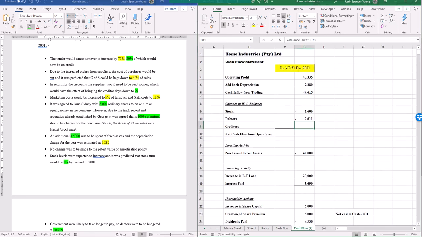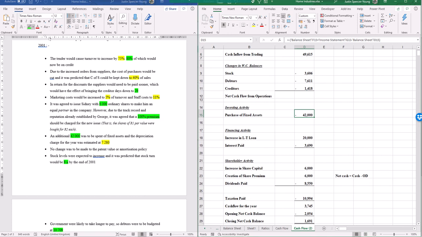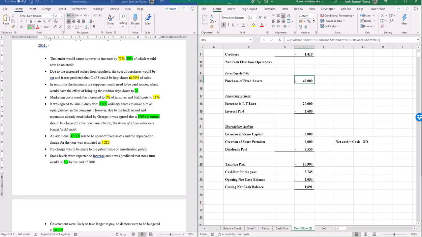Cash flow statement equals balance sheet. All right, all of those are negative. Great. Purchase of fixed assets, that's also a negative, 42,000. That was given. Inflow of the loan, outflow of the interest. Okay, remember these are financing. This is investment activities. Shareholder activities, there's the 12,000 from the shareholders. There's the outflow in the dividends. There's the outflow in the tax.